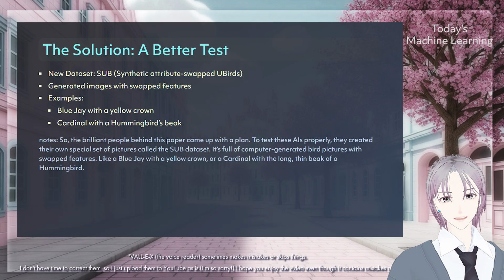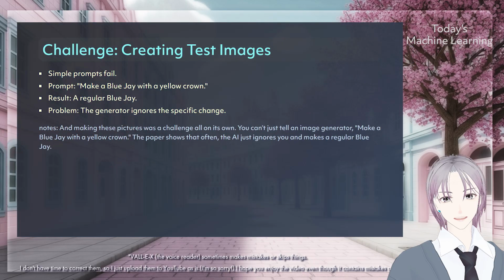So the brilliant people behind this paper came up with a plan to test these AIs properly. They created their own special set of pictures called the SUB dataset. It's full of computer-generated bird pictures with swapped features, like a blue jay with a yellow crown, or a cardinal with the long, thin beak of a hummingbird. And making these pictures was a challenge all on its own. You can't just tell an image generator, make a blue jay with a yellow crown. The paper shows that often, the AI just ignores you and makes a regular blue jay.